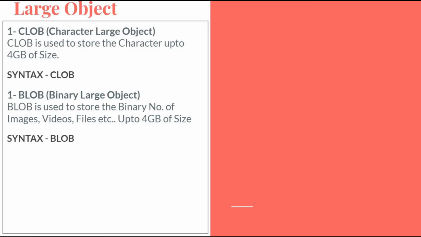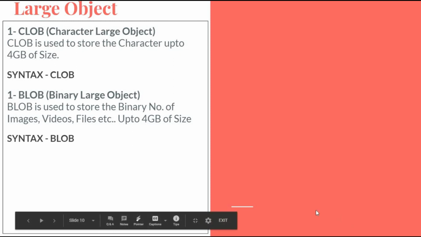Also, the interviewer may ask a very basic question: what do you mean by CLOB and BLOB. So don't get confused. If he asks what is large object, you explain that large object is categorized into two different types. But if he asks directly what is BLOB or CLOB, you should be very clear about that. So learn these things too. And the syntax of BLOB is just BLOB.